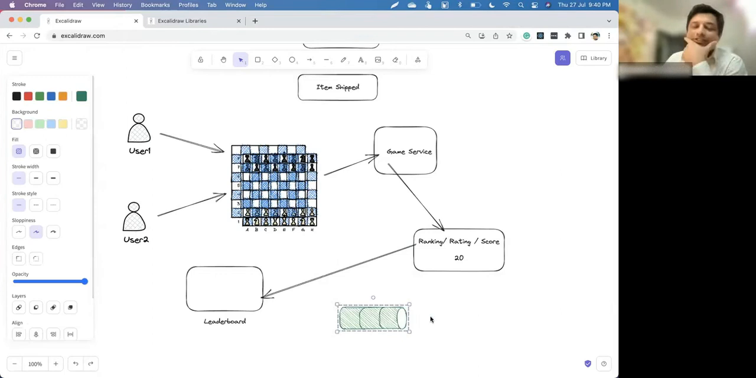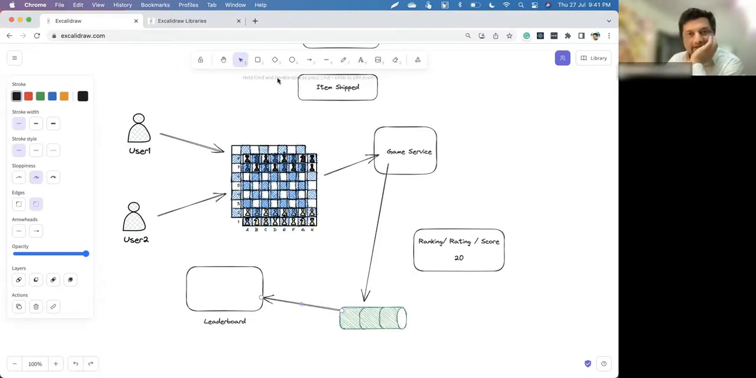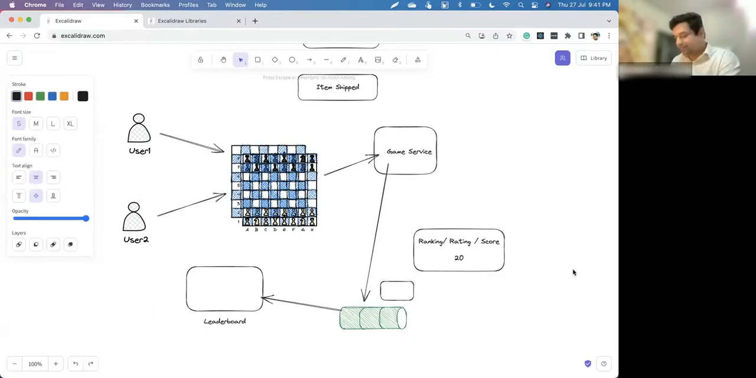So the best approach is, rather than this service getting bombarded, let's create a message queue. And once the win occurs, you just put a message, win, right? Say user 1.